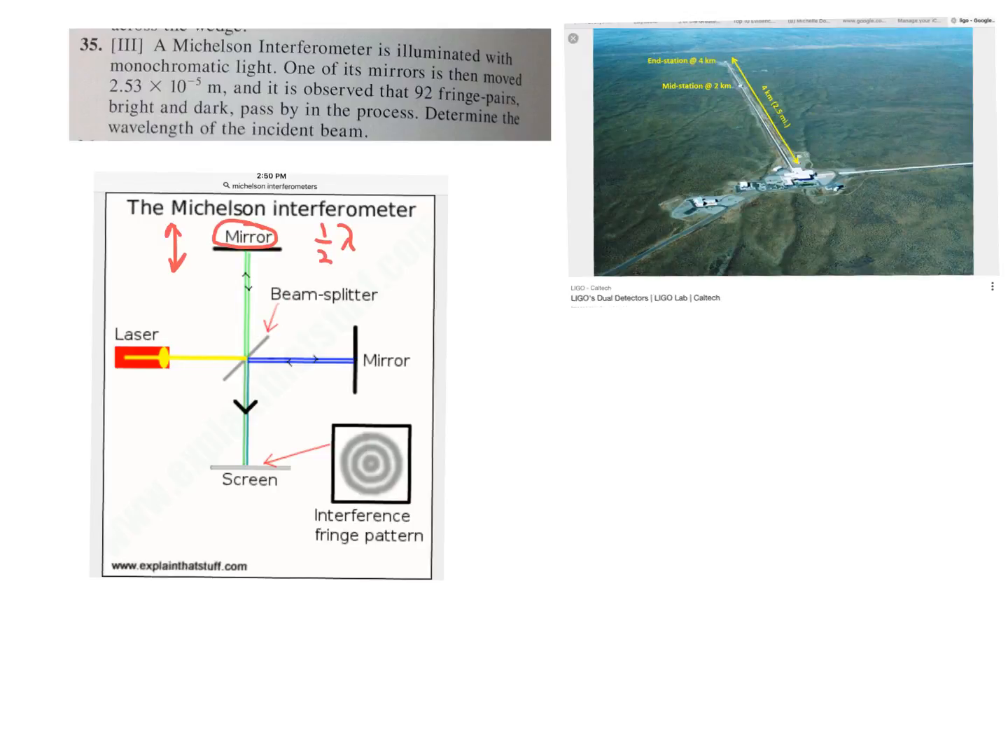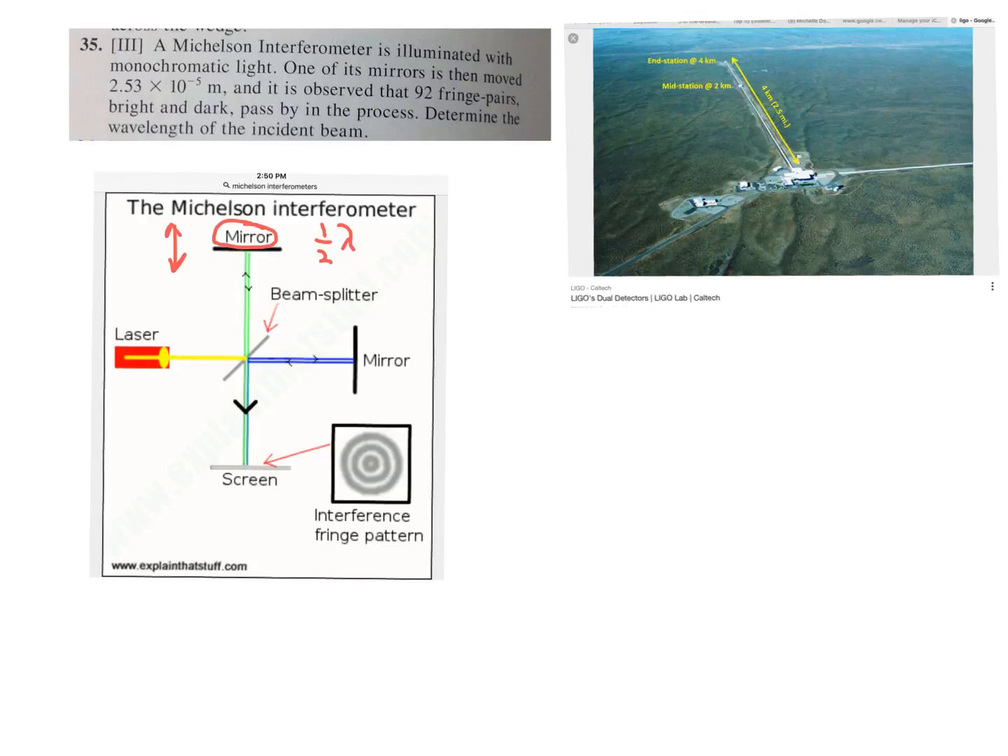So every 1/2 wavelength shift in that mirror changes the pattern back to what it looks like in this picture over here in the bottom right. So you go through what's called a fringe pair. The pattern will kind of look like it's moving in or out, but then it'll come back to this same exact pattern with each 1/2 wavelength move. Now it says in the problem here, you've gone through 92 fringe pairs. In other words, that means you've moved the mirror 92 1/2 wavelengths.